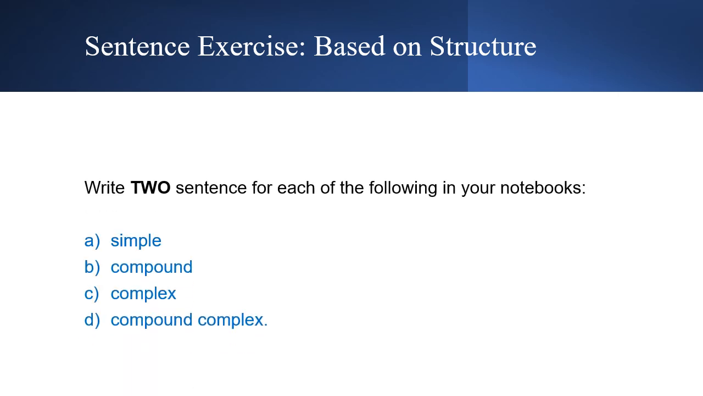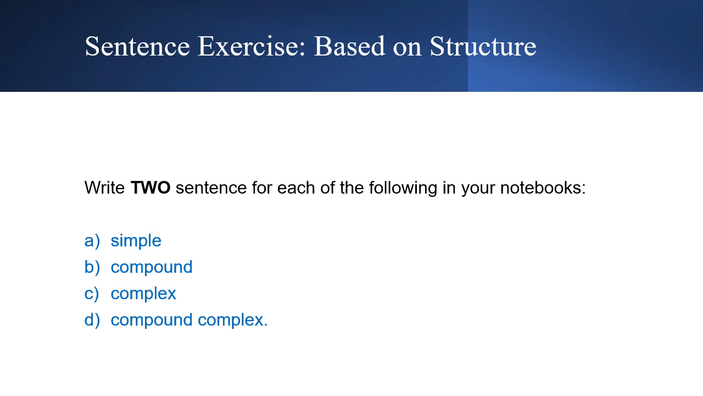Okay, now what you need to do is write two sentences for each of the following in your book. So which means that altogether you have to write 8 sentences. So write two simple sentences. Try to write completely different ones. Okay, they shouldn't be linked. Okay, on two different topics. Two compound sentences and use fanboys. Two complex sentences, which means one main clause, one subordinate clause at least, and two compound complex sentences.